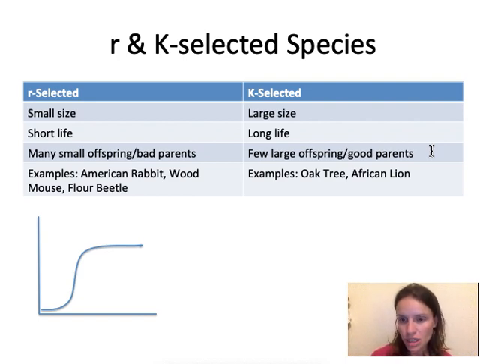K-selected species are thoughtful about raising their children, and a lot of their children are raised all the way into adulthood. And some examples of K-selected species are oak trees and African lions. R-selected species: American rabbit, wood mice, and flower beetles. Notice I'm giving specific names to all of those organisms. I'm not just saying trees and lions and bunnies. I'm giving as much of a scientific name as I can. That will serve you well in your exam.